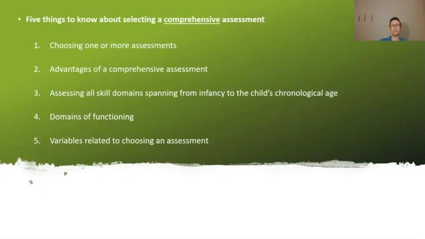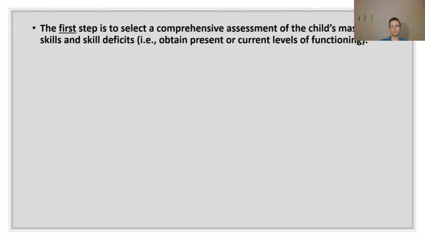There are 5 things to know about selecting a comprehensive assessment. And we'll look at each of these in detail. The first is choosing 1 or more assessments. The second is advantages of a comprehensive assessment. Assessing all skill domains spanning from infancy to the child's chronological age. The domains of functioning and variables related to choosing an assessment.